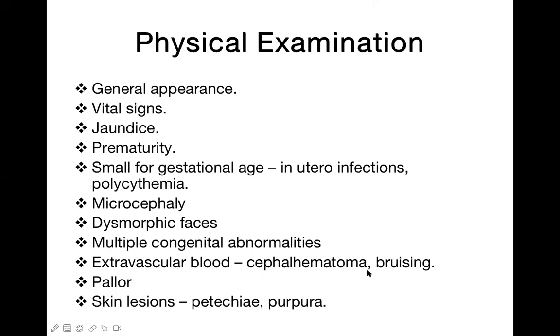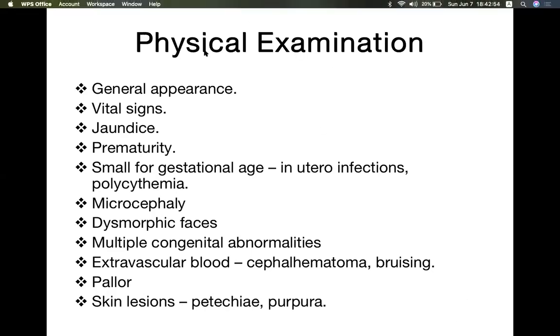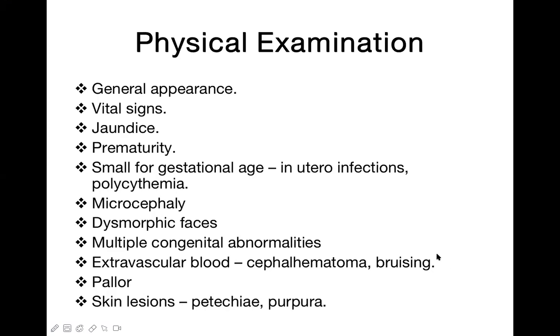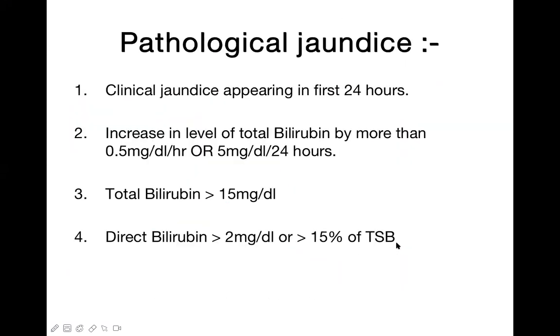Extravascular blood in the form of cephalhematoma or bruising, I told this already. This is an important cause of neonatal jaundice, so make sure it is not there. How pale is the baby? It denotes probably hemolytic anemia as the cause of jaundice, because in hemolytic anemia, jaundice and pallor go together. Check for petechiae and purpura in the skin. These may be the features of a bleeding disorder like DIC and some other type of bleeding disorder. So these are important physical examinations. Let's move further. I've already dealt with this. Let's go to another slide now.